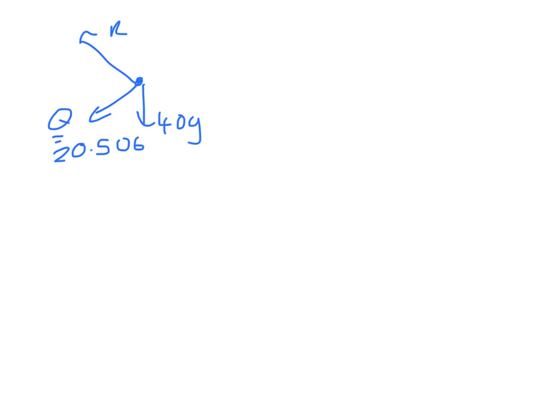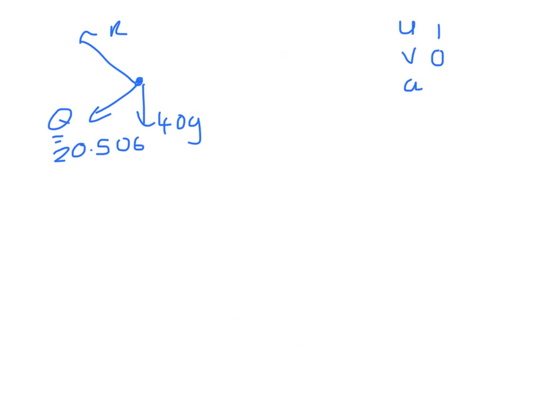Tow rope brakes. So we have a new diagram. We are going to have the constant resistance Q, which was 20.506. We're going to have a new reaction, and we're going to have 40g acting down. So there's nothing acting to pull it up the plane. It's going to start moving with a speed of 1. We want to work out when it stops moving.